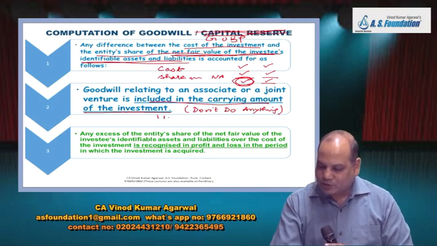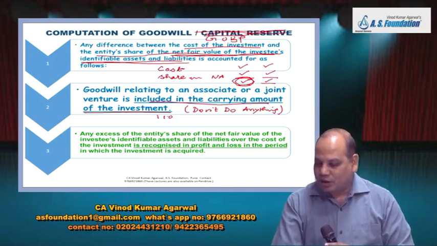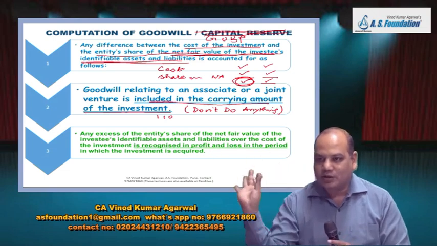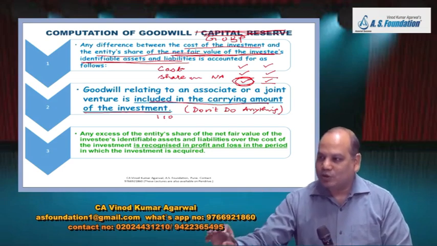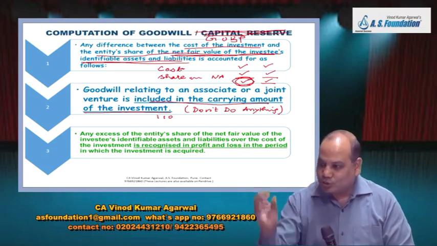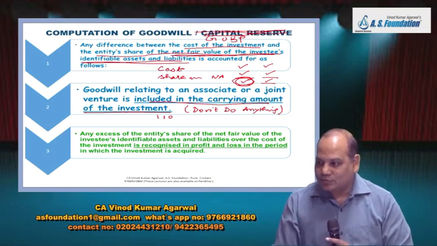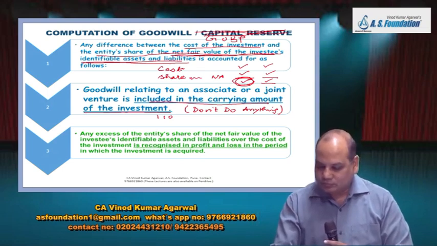Suppose you purchase the investment for 110 and it may include a goodwill of 10. So you just write investment 110. Nothing more. Don't impair the goodwill separately. Don't show goodwill as a separate asset also. Forget it. Okay.